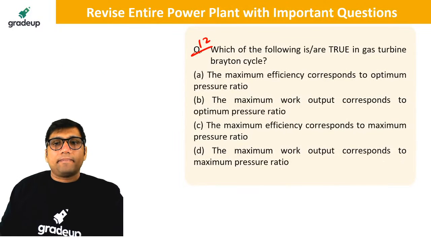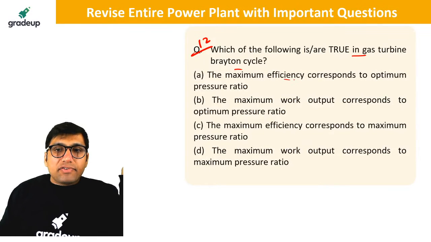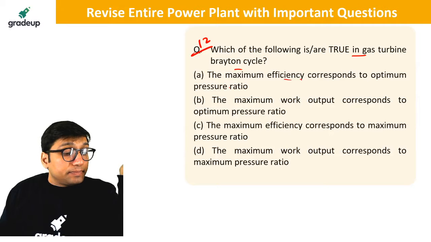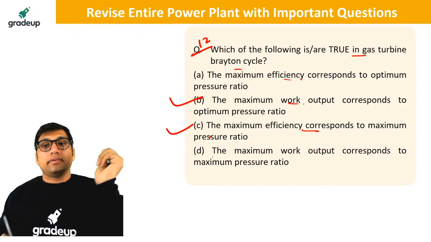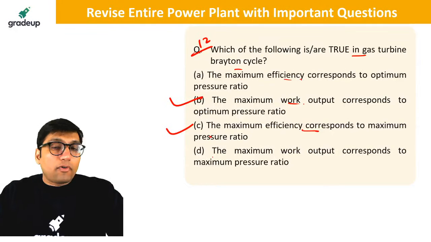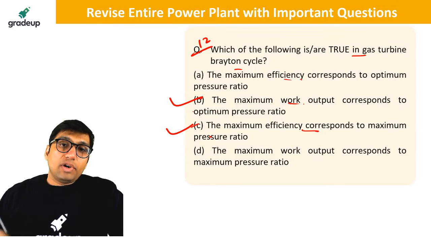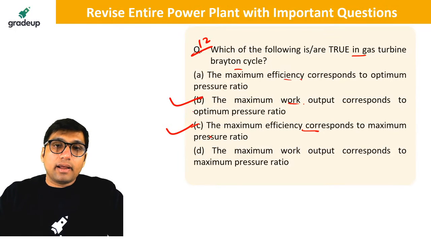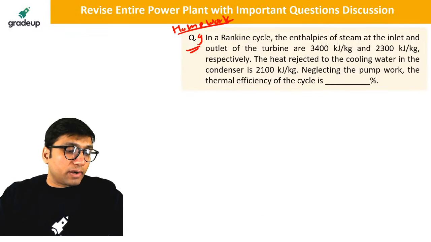This is question number 12. Which of the following is true in case of gas turbine? The maximum efficiency corresponds to optimum pressure ratio? No. The maximum work output corresponds to optimum pressure ratio? Yes. The maximum efficiency corresponds to maximum pressure ratio? Yes. Okay. So for question number 12, the answer will be option B and C. Clear? So three questions are homework: question number 11, question number 10 and question number 9. You can solve these questions.